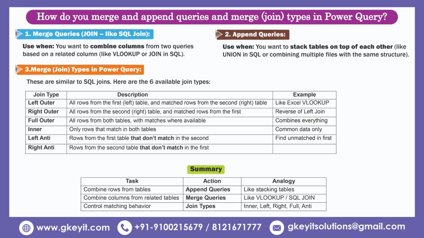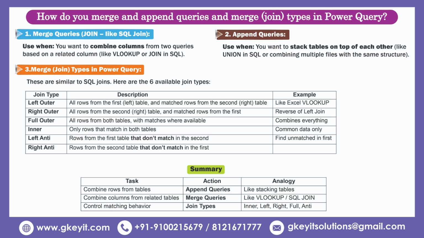First one would be left outer. It allows all rows from the first, that means the left table, and matched rows from the second, that is the right table. It is like a lookup in Excel. Coming to the next join, that is right outer. It allows all rows from the second table, that is the right table, and matched rows from the first, that is the left table. It is the reverse of the left join.